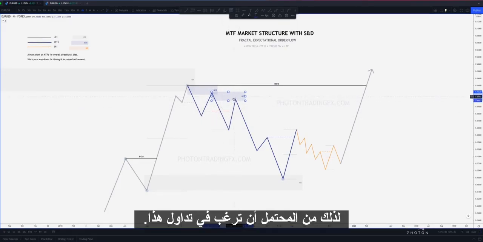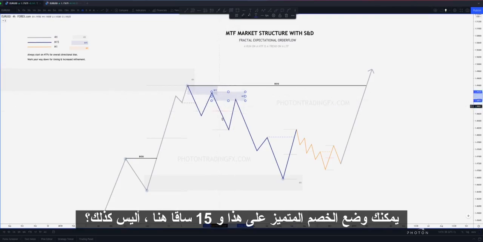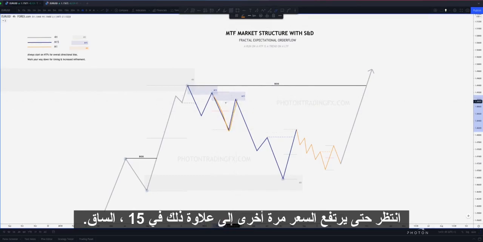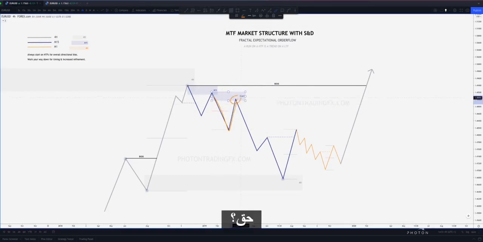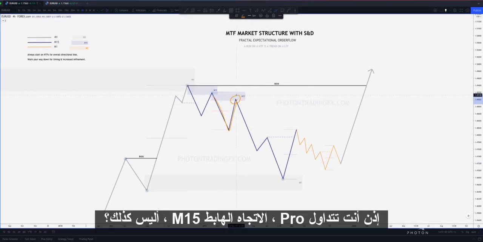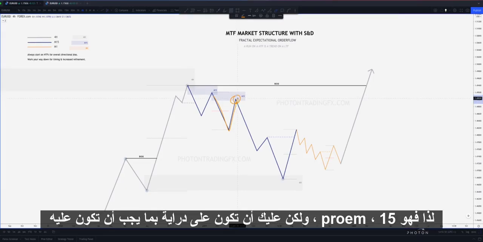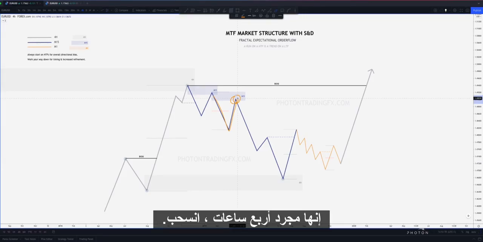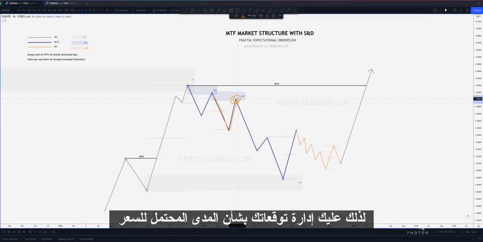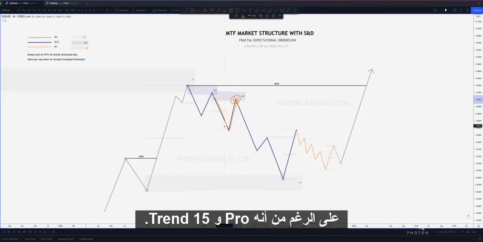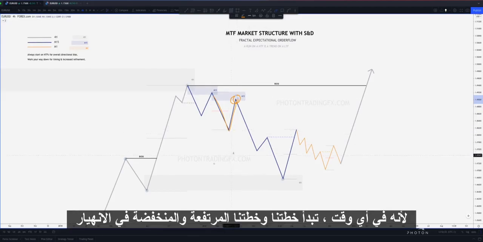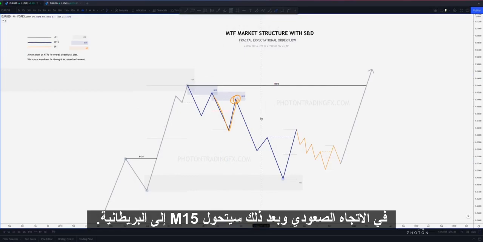So you can potentially want to trade this. You can put the premium discount on this M15 leg here, right? Wait for price to pull back up into the premium of that M15 leg. So you are trading pro the M15 bearish trend, because the M15 is bearish, and you can look for these shorts. So it's pro M15, but you have to be aware of what? You have to be aware that the 4-hour is bullish. It's just a 4-hour pullback. So you have to manage your expectations of how far price is likely to go, even though it's pro M15 trend. Because at any point, the 4-hour could plant in a high low, start to break to the upside, and then the M15 will switch bullish, okay?